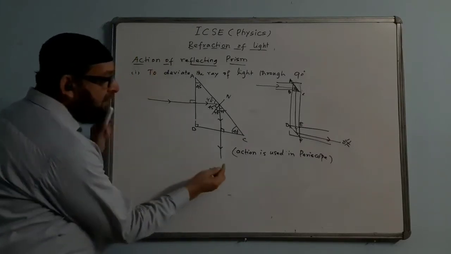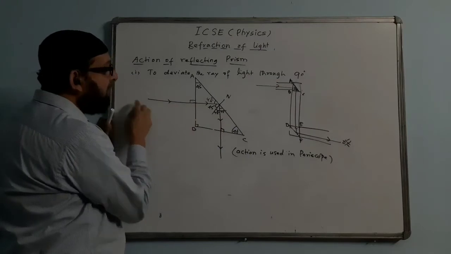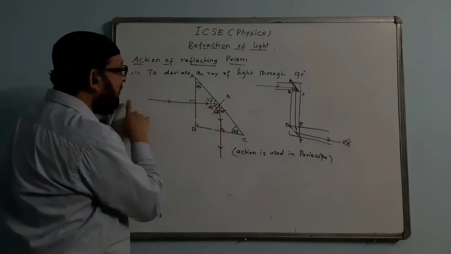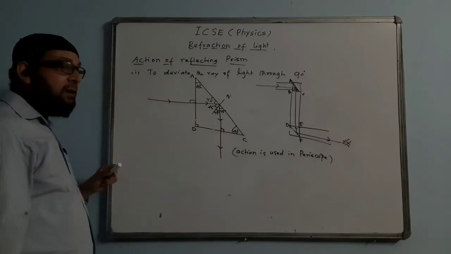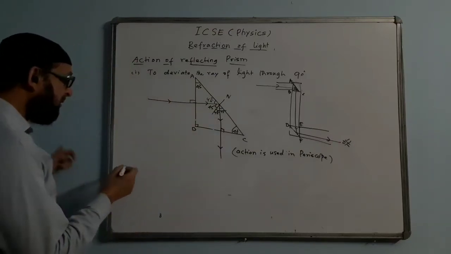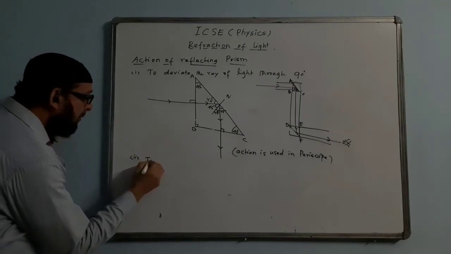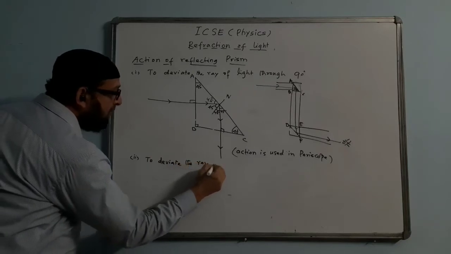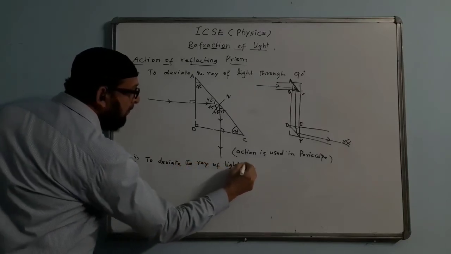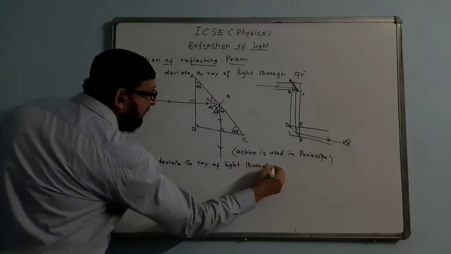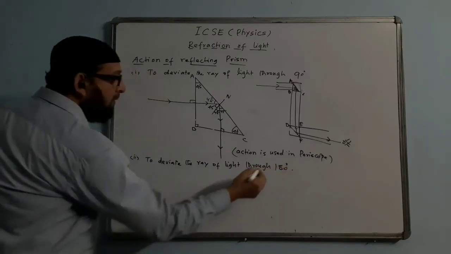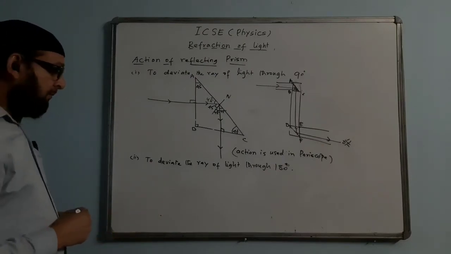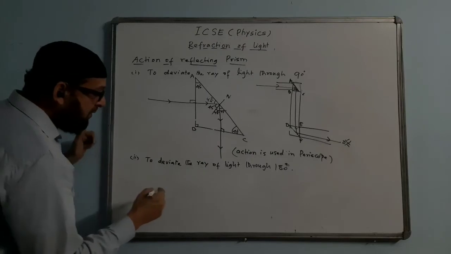If the ray starts this way, the ray will go again the reverse way like this. Sometimes the ray may be shown like this, going here and then like this. Reverse is always true in light. So this is one case. The second case you will see is to deviate the ray of light through 180 degrees. 180 degrees will just reverse the ray of light. For this, the diagram will be drawn like this.